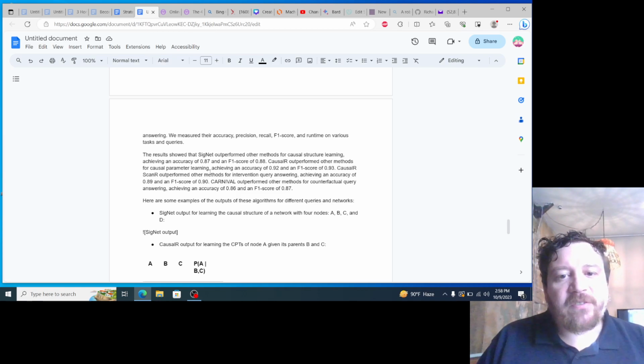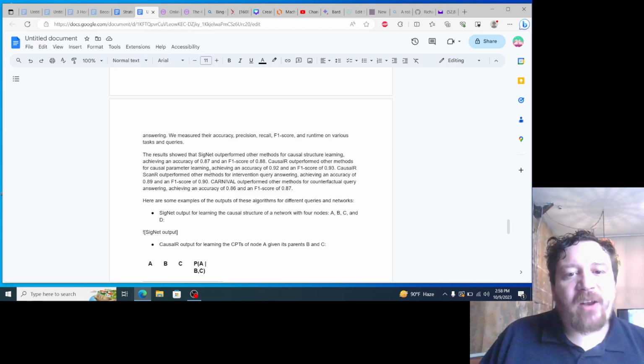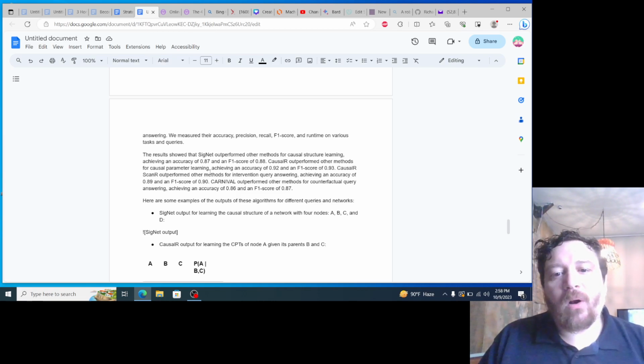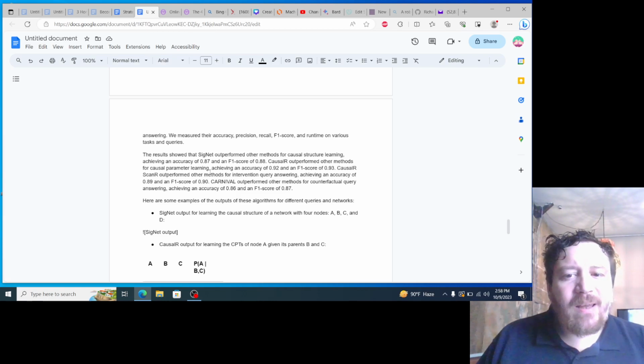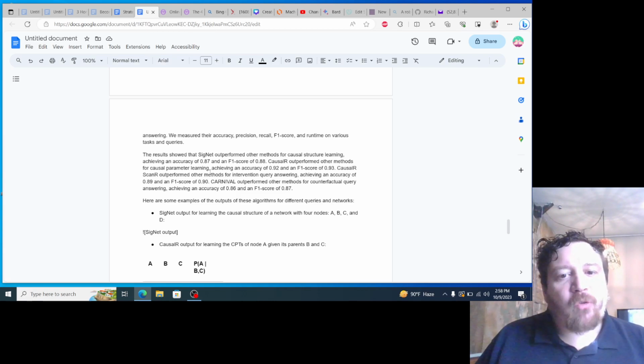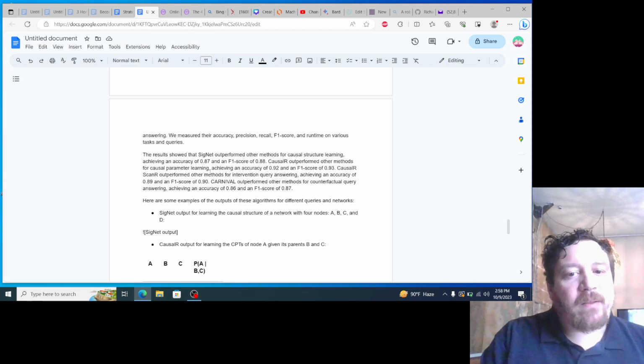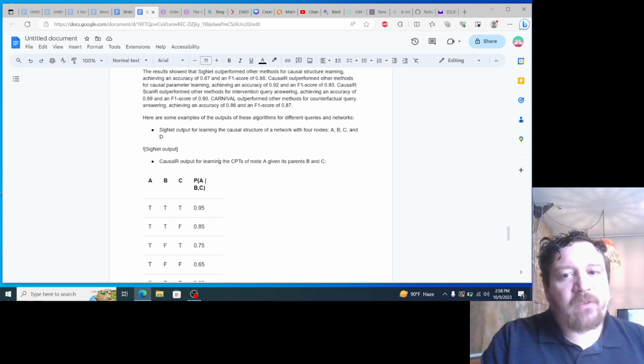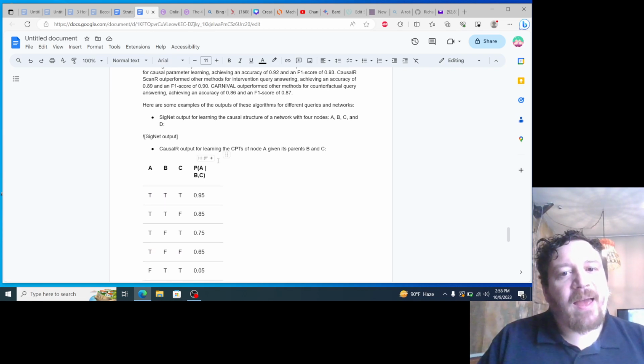The results show that SIGNet outperformed other methods for causal structure learning, achieving an accuracy of 0.87 and an F1 score of 0.88. Causal R outperformed other methods for causal parameter learning, achieving an accuracy of 0.92 and an F1 score of 0.93. Causal R scan R outperformed other methods for intervention query answering, achieving an accuracy of 0.89 and an F1 score of 0.90. Carnival outperformed other methods for counterfactual query answering, achieving an accuracy of 0.86 and an F1 score of 0.87.